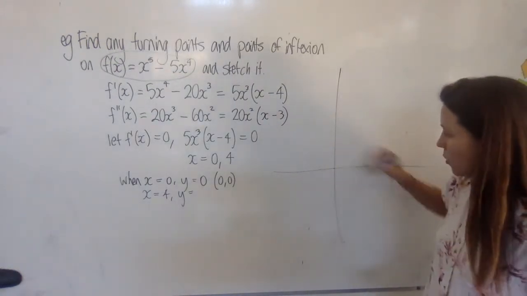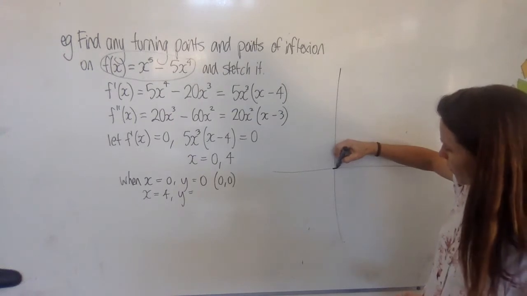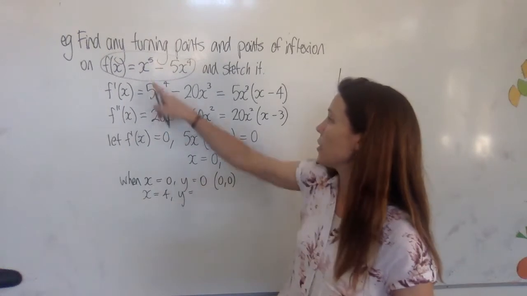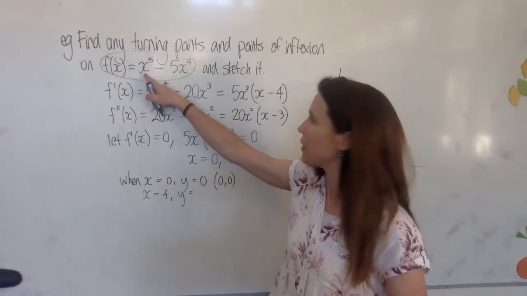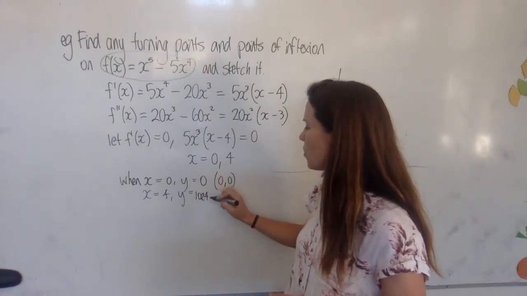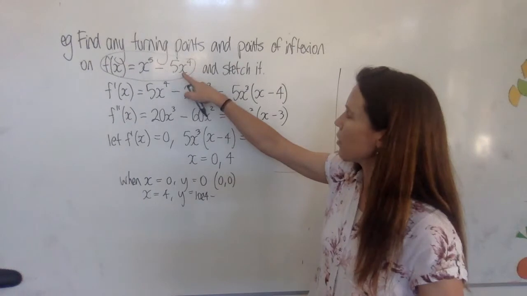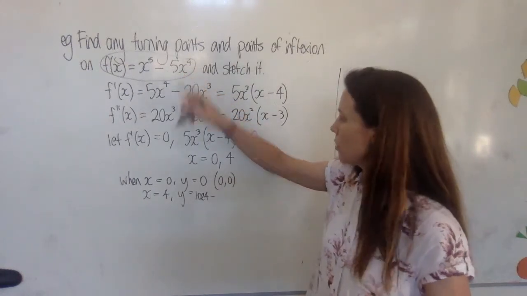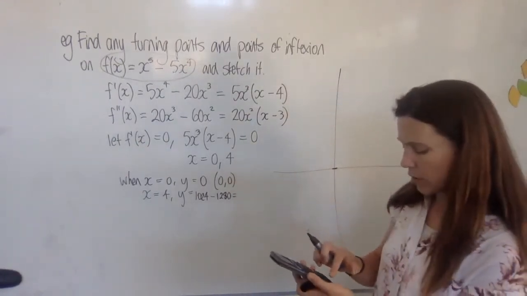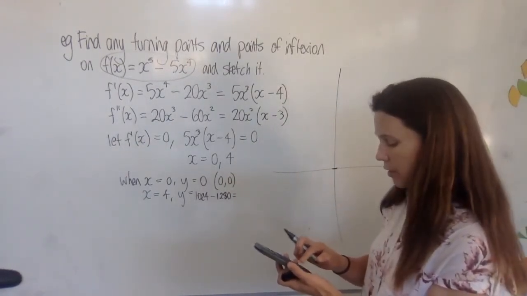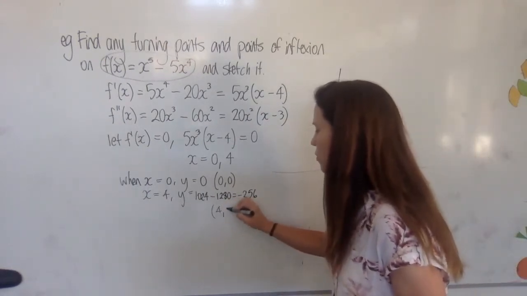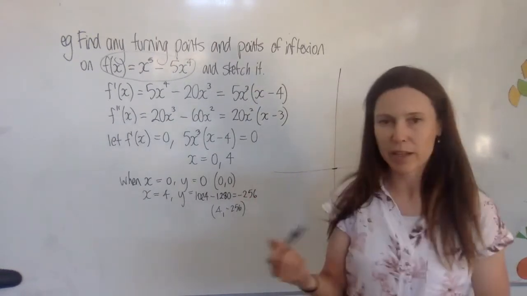So not only can we put a dot, we can actually put a little mini flat spot there to remind us what we're doing. When we sub in x equals 4, you might want your calculator here, because this is a pretty big number, 4 to the power of 5. That gives us 1,024 minus 5 lots of 4 to the power of 4, and that gives us 1,280. So 1024 minus 1,280, we end up with minus 256. So we've got this point 4, minus 256 to graph as our other flat spot.